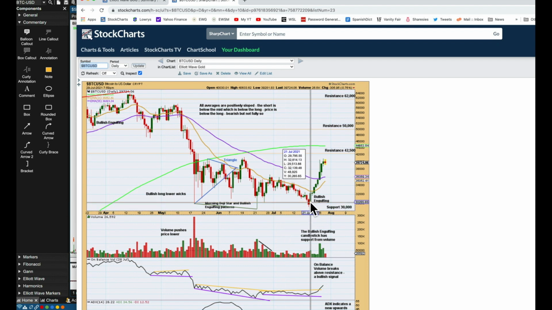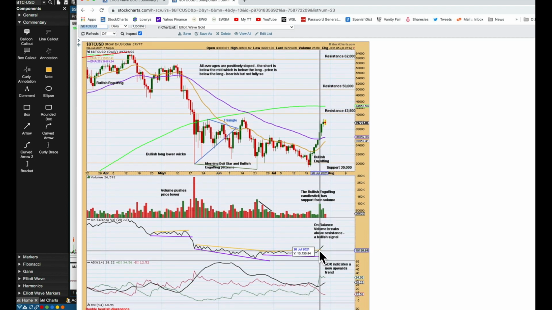A bullish engulfing candlestick pattern here also has support from volume. At the daily chart level, for the short term at least, Bitcoin's giving us a bullish signal from on-balance volume. It's broken above resistance. This line is almost horizontal. It's fairly long held. It's got quite a few tests, so this is quite a strong bullish signal.